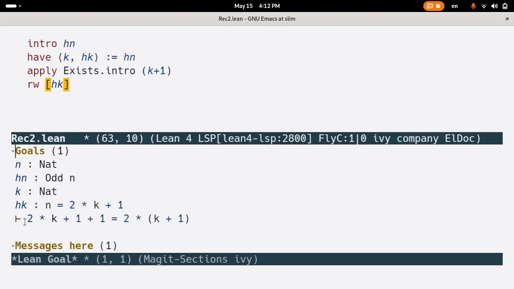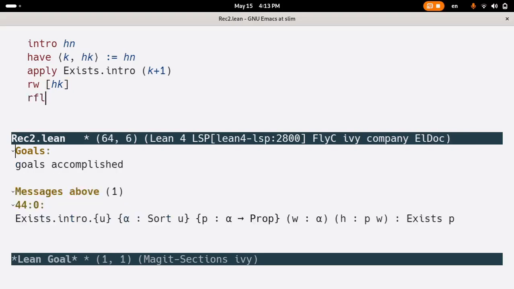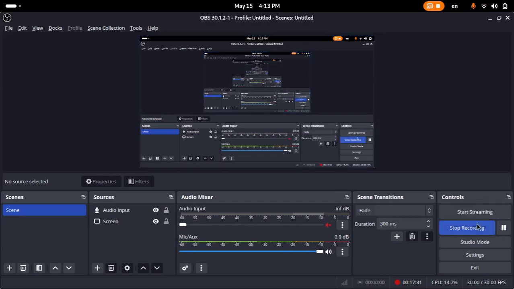So Lean is unable to see that 2 times k plus 1 plus 1 is the same as 2 times (k plus 1). This equality is slightly non-trivial. So we can tell Lean to use RFL, short for reflexivity, and it will be able to observe.